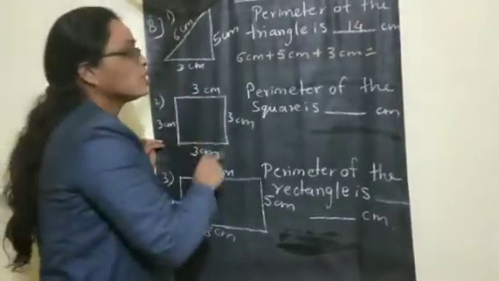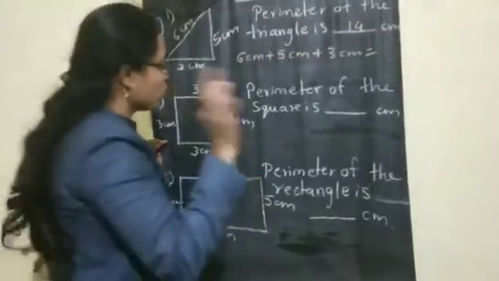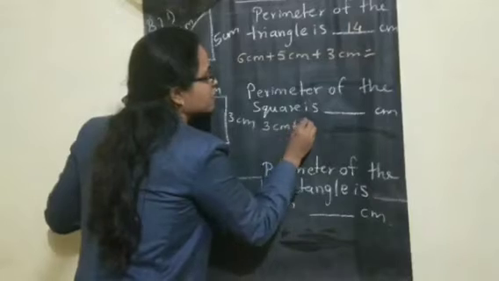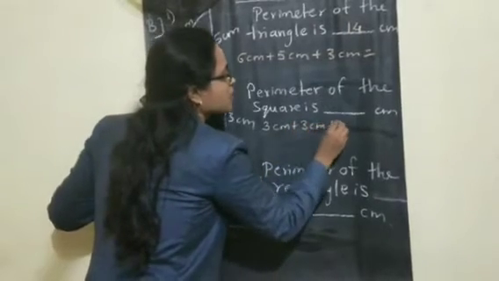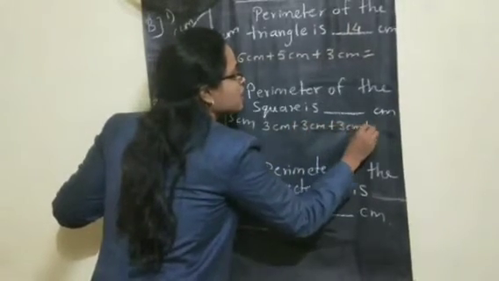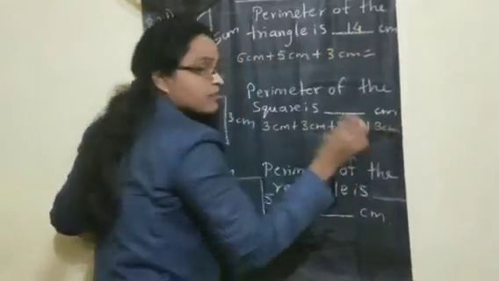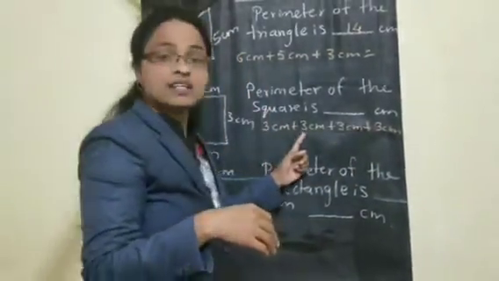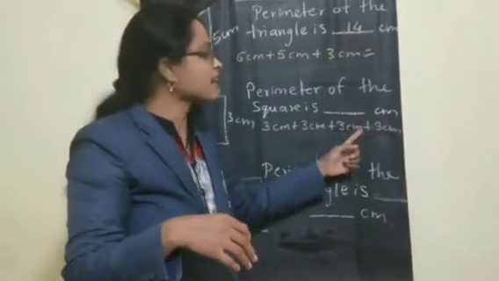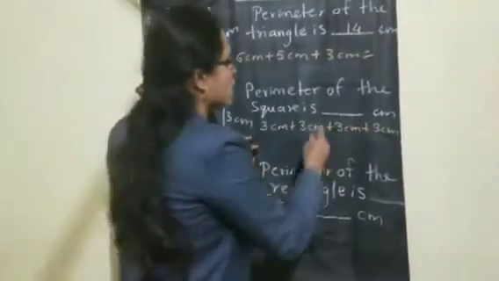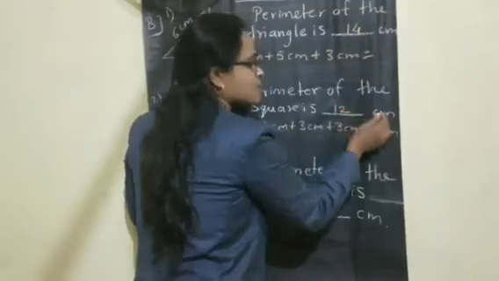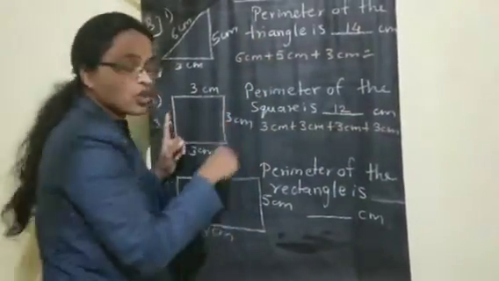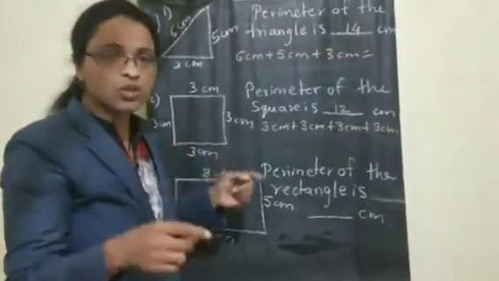You can do this in two ways. One method, you can just add 3 centimeter plus 3 centimeter plus 3 centimeter plus 3 centimeter. How many times? 4 times, because a square has 4 sides. 3 plus 3, 6. 6 plus 3, 9. 9 plus 3, 12. So what answer will you get here? 12 centimeter.